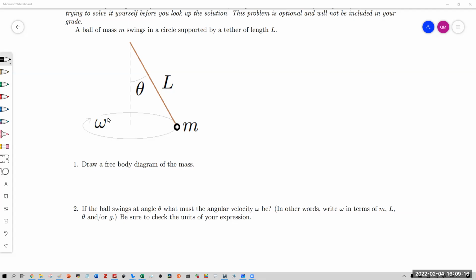The first thing we want to do is draw a free body diagram. So I'm going to draw a dot. I have a gravity force downward, mg, and I have a tension up at an angle, T. And that's it. Those are the only forces.